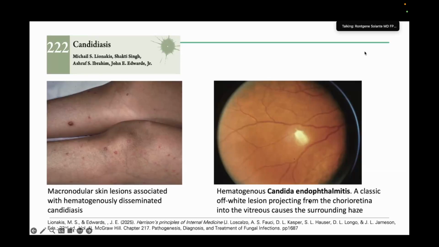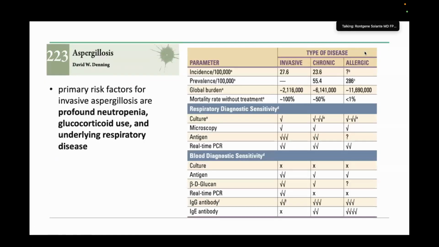In the form of your endophthalmitis. So here you have the classic off-white lesion projecting from the chorioretina into the vitreous, causing the surrounding area to be hazy. No? So patients will have some visual disturbances in this type of eye involvement of your candida.